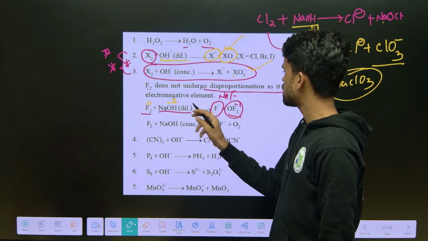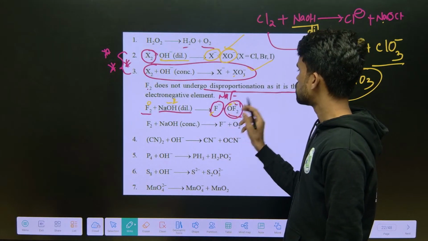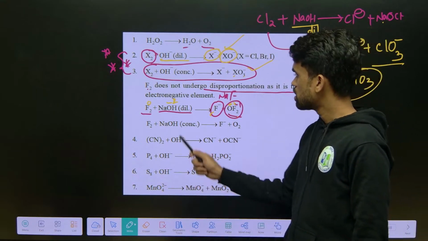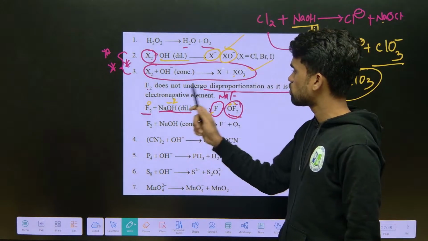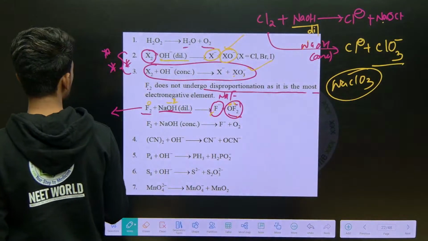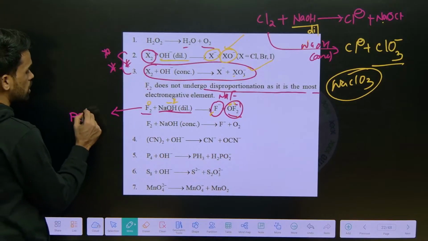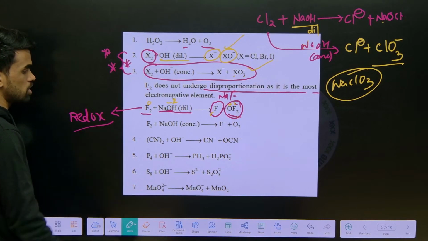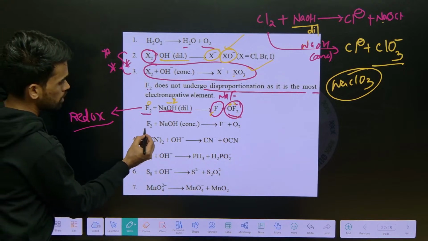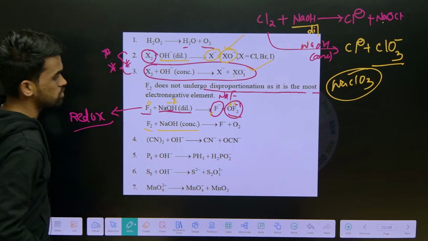Now what about oxygen? -2 is converting into +2, it means it is an oxidation. So oxygen is undergoing oxidation, fluorine is undergoing reduction. So this is an example of redox reaction, but not a disproportionation reaction. Remember that, okay. So now if the same fluorine is treated with concentrated NaOH, with what?